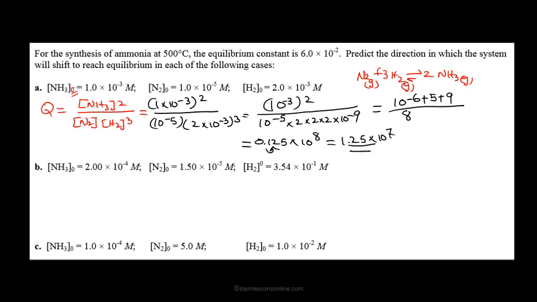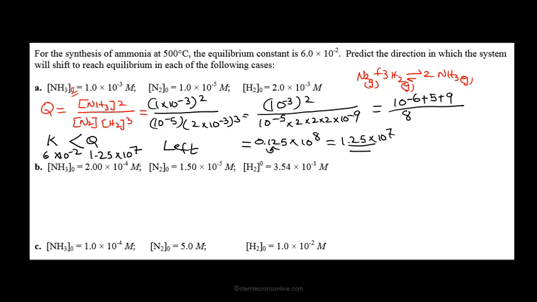After getting the Q, compare that with the K. The K value is given as 6 times 10 to the power negative 2, and the Q value I calculated is 1.25 times 10 to the power 7. Which one is bigger? Q is bigger, so it will shift to the left. So we can say left shift.